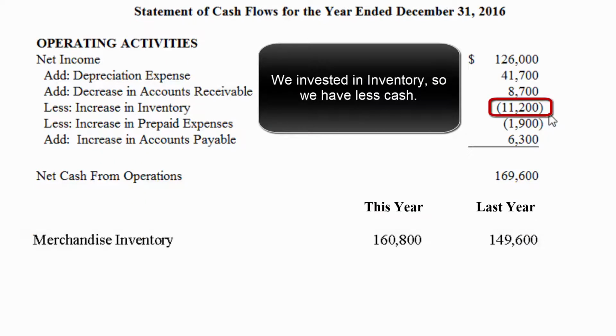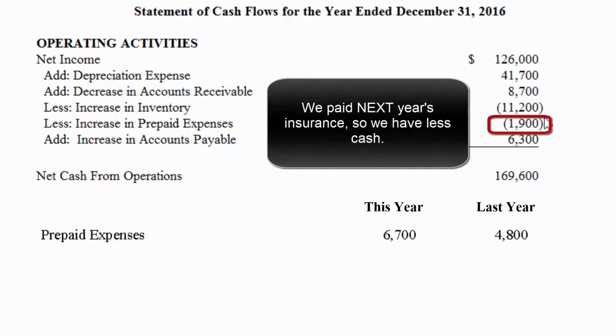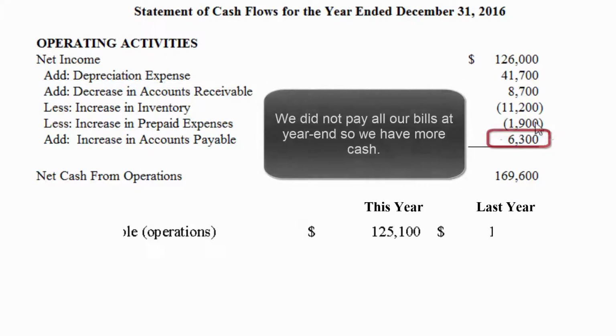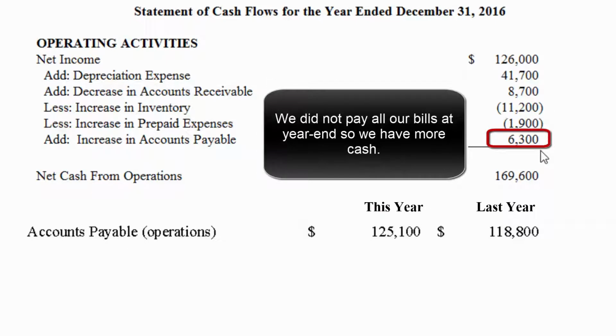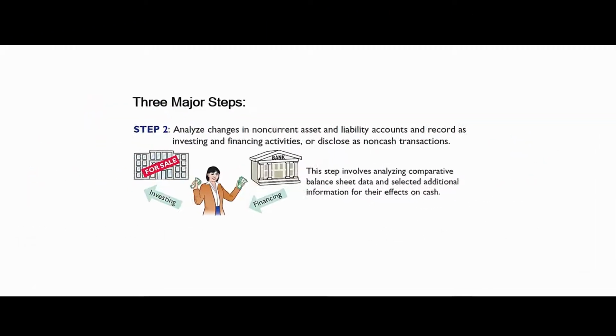We invested in inventory, so we have less cash. We invested in prepaid expenses. We paid next year's rent. We paid next year's insurance. So that hasn't hit our income statement yet, but it's cash out of pocket. And since our accounts payable went up, that means we didn't pay all our bills, so we have more cash at the end of the year.